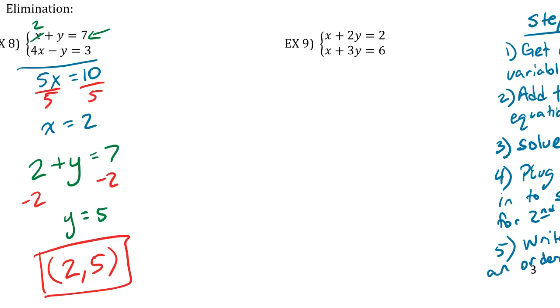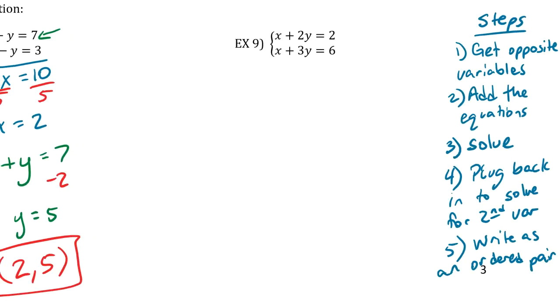All right, so let's try number 9 now. So our first step was to get opposite variables. Do we already have opposite variables this time? Well, no, because the x's are both positive, so those wouldn't add up to 0. 2y and 3y, those wouldn't add up to 0. So in this case, we're going to have to make a pair of opposite variables. Right? And to do that, we're going to multiply one of these equations.